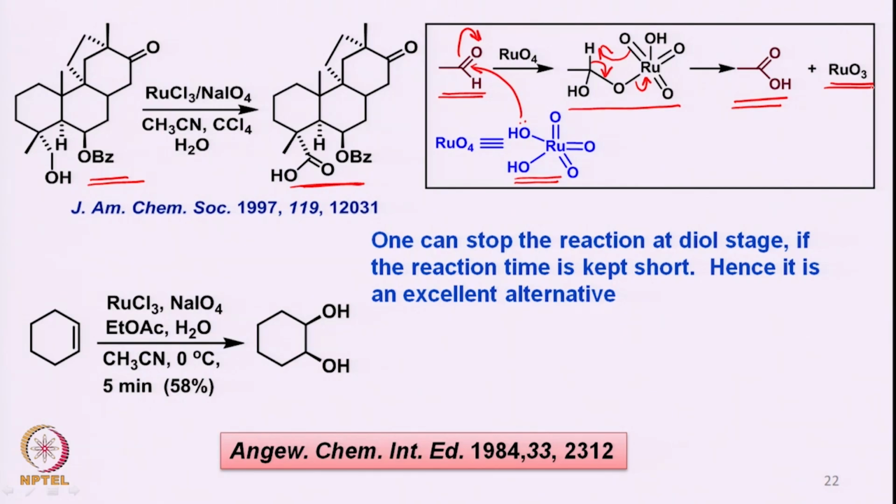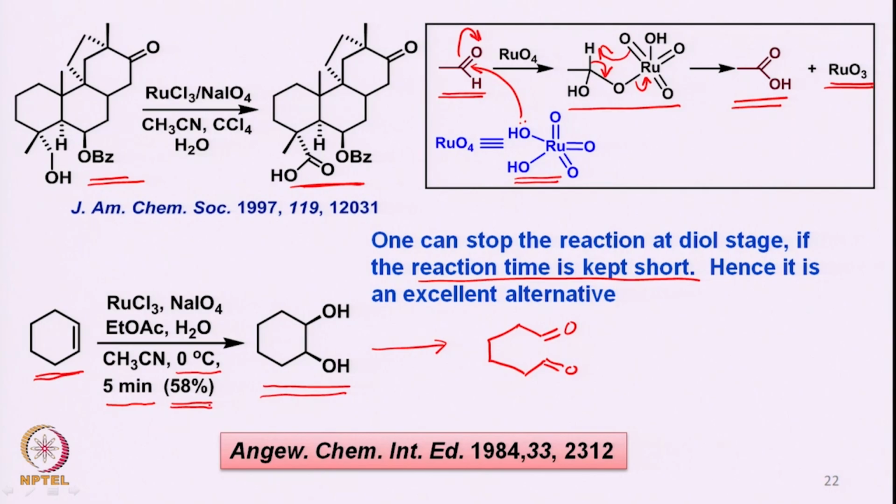But it is interesting that when one carries out the reaction with a double bond, one can also stop the reaction at the diol stage, because this is the diol that undergoes further reaction and allows the cleavage to take place. So, this cleavage can be prevented if one stops the reaction at the diol stage by keeping the reaction time short. So, if one carries out the reaction say at 0 degrees and only allows within 5 minutes to check if the reaction can be stopped at the diol stage, one can isolate the corresponding diol.